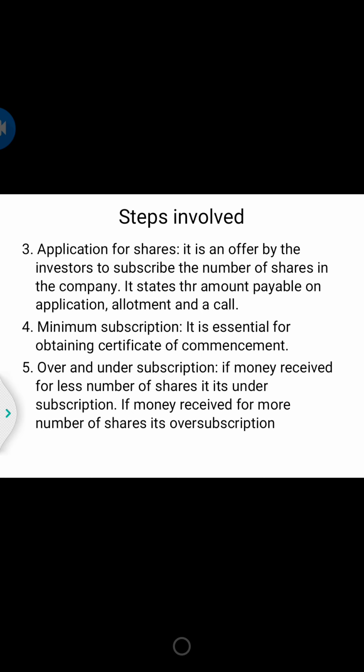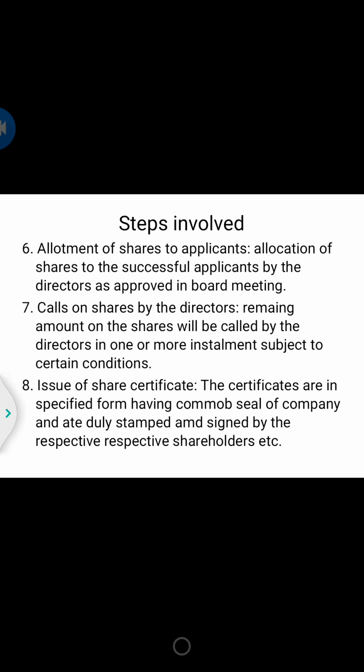Okay, the next is allotment of shares to applicants. It is nothing but allocation of shares to the successful applicants who have applied for them. Who is going to allocate it? The directors, and the authority is given to them in the board meeting. So the shares are allocated to the successful applicants by the directors as approved in the board meeting.